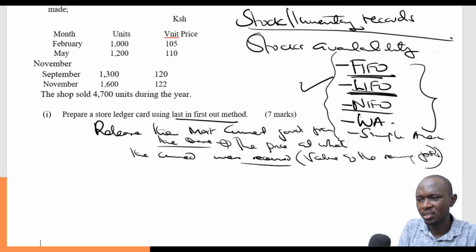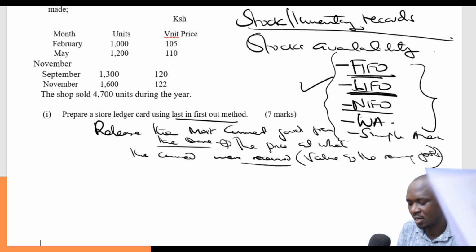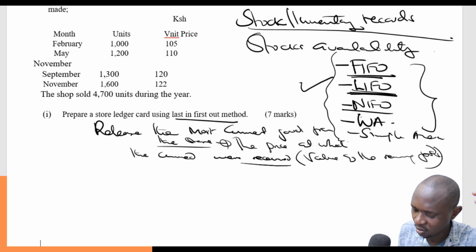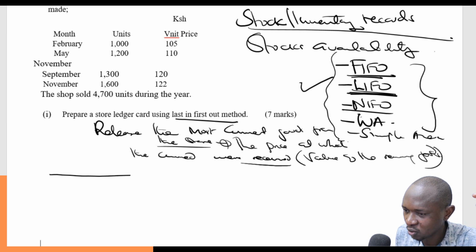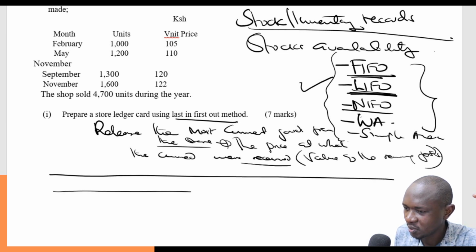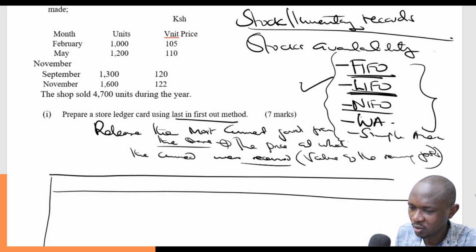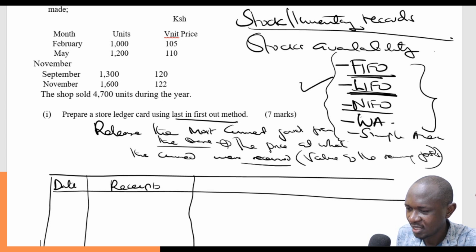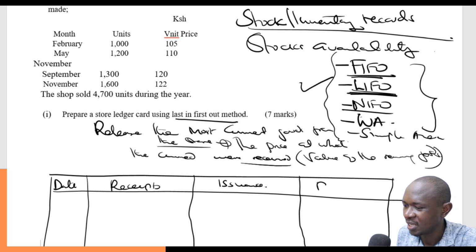Now, the store ledger card will have some components which are very critical. This is how it looks like. Then of course we normally have the date. Then we have the receipts section, and under the receipts section we'll have some columns. Then you have the issuance, and then we'll have the balances.